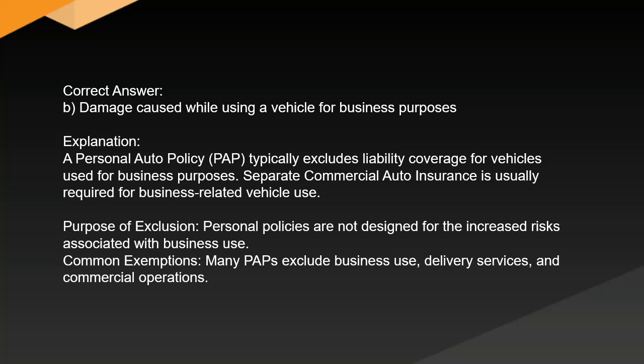Explanation: a personal auto policy, PAP, typically excludes liability coverage for vehicles used for business purposes. Separate commercial auto insurance is usually required for business-related vehicle use. Purpose of exclusion: personal policies are not designed for the increased risks associated with business use. Common exclusions: many PAPs exclude business use, delivery services, and commercial operations.